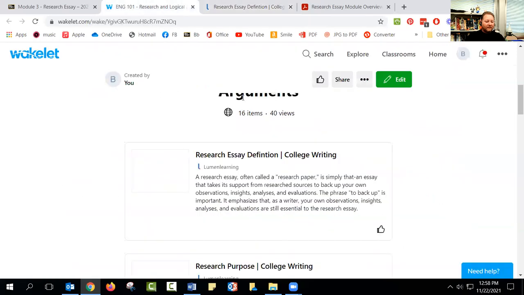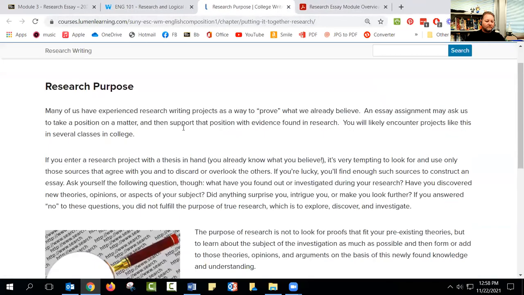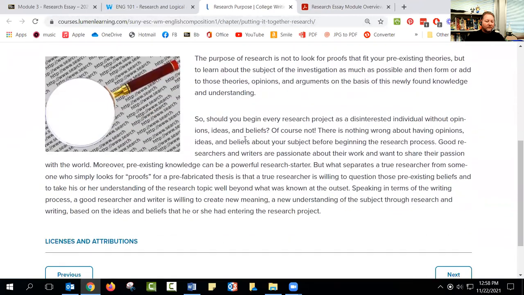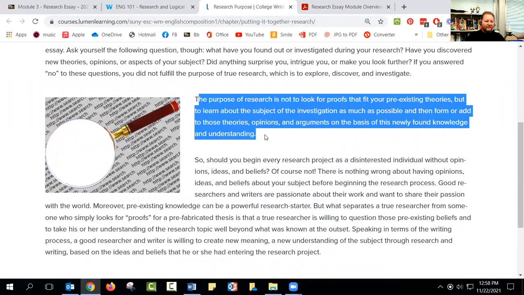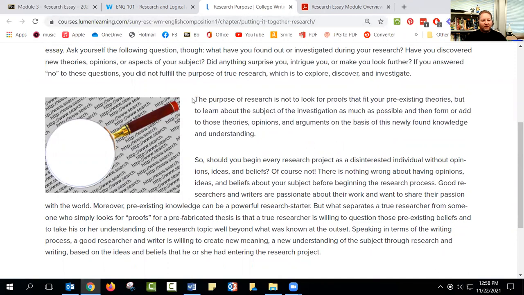What's the next one? And this is tough. Right? This is tough for a lot of people. The purpose of research is not to look for proofs that fit your pre-existing theories, but to learn about the subject of the investigation as much as possible, and then form or add to those theories, opinions, and arguments on the basis of this newly found knowledge and understanding, right?